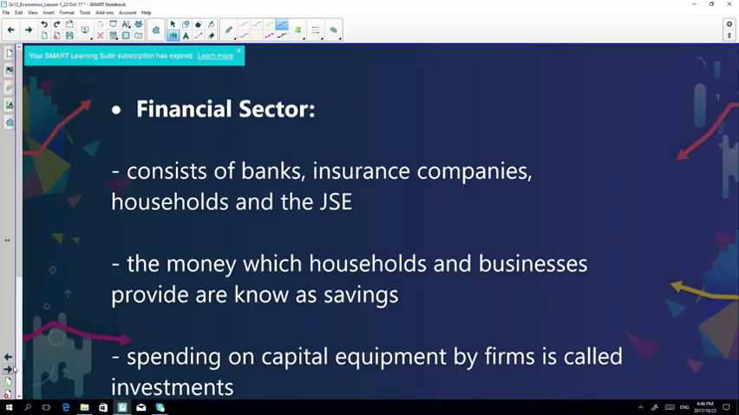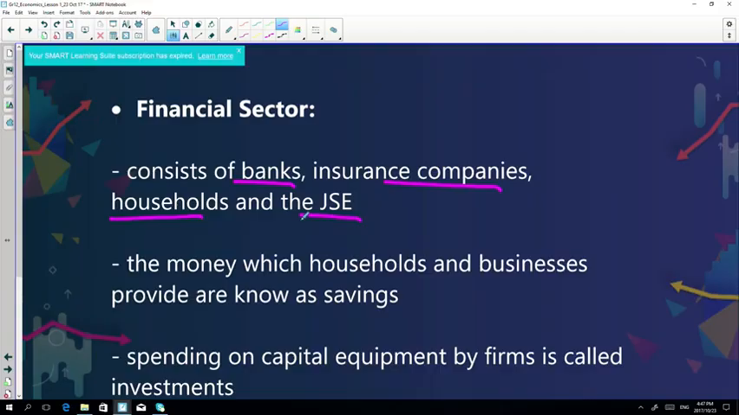Then moving on to the financial sector, this consists of banks, insurance companies, households, and the JSE. So you know your major banks, I'm not going to name them. There are lots of insurance companies in South Africa. It's quite a big and lucrative business environment because we try and pass on the risk to someone else. Hence, we take out insurance policies. These range from household insurance to business insurance.